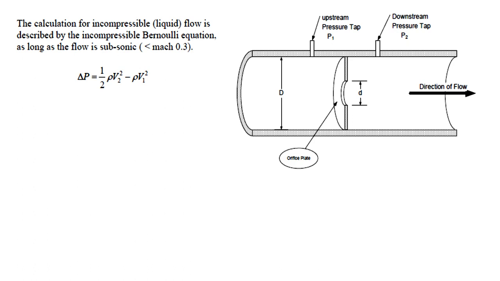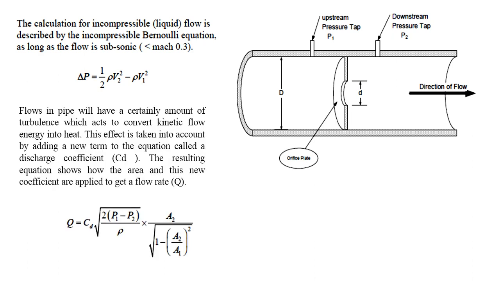You can see in this figure we are measuring the pressure across the orifice plate, and the pressure is represented by Bernoulli's equation, which is given as delta P equals half rho times V2 squared minus V1 squared. Now the flow through the pipe will have a certain amount of turbulence which acts to convert kinetic energy into heat. This effect is taken into account by adding an additional term into the equation called the discharge coefficient, CD. The resulting equation, applying the area and this coefficient to give you a flow rate, is Q equals CD times the square root of 2 delta P by rho, into the area factor.